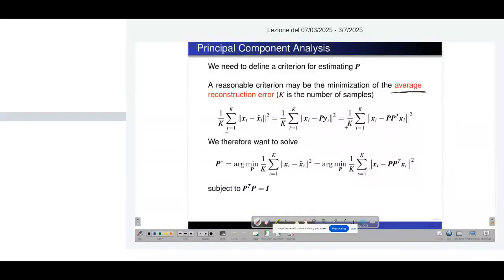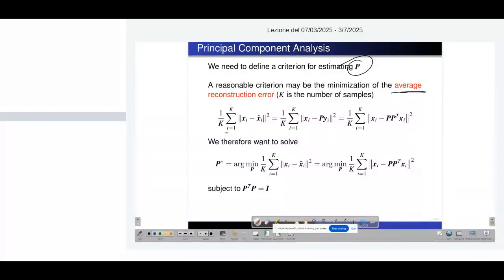Now, the problem is we don't know a good matrix P. We have a parametric model. The model is we use projection in a subspace. It's parametric. The subspace that we choose is defined by a matrix P that contains parameters. The size of P does not depend on the input data, so it's a parametric model. The problem is we need to find a way to estimate a good value for matrix P. How do we get a good value for P?